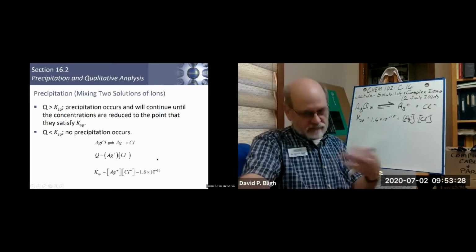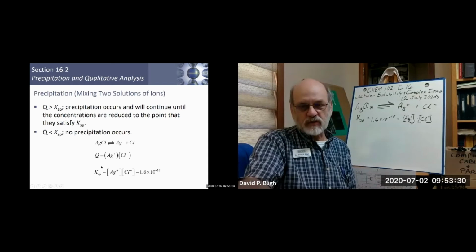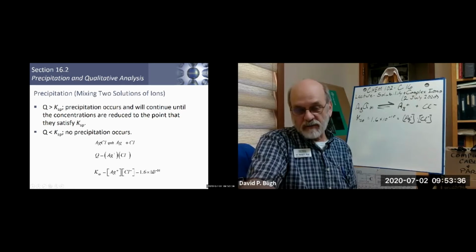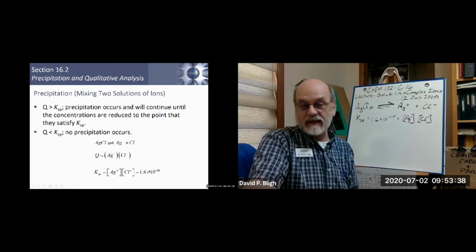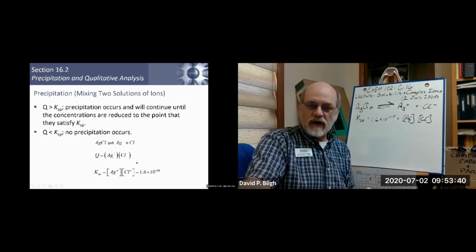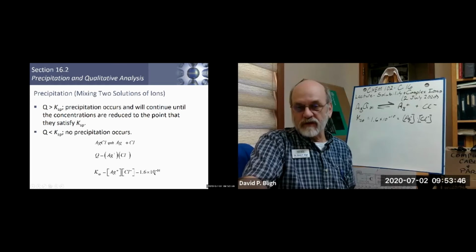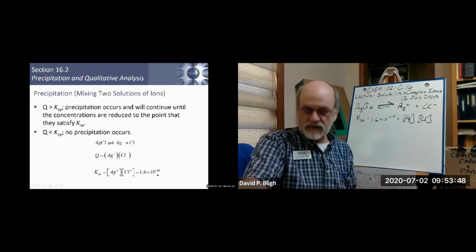So this is the expression that you would compare. Right? If you compare actual values here to the K, then you would find out whether or not you would expect a precipitation. If the product of the concentrations is greater than 10 to the minus 10th, you would expect to produce silver chloride solid.